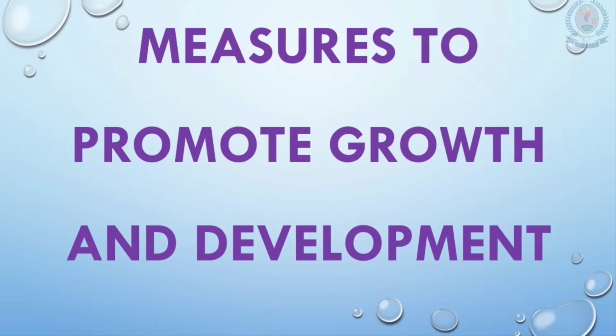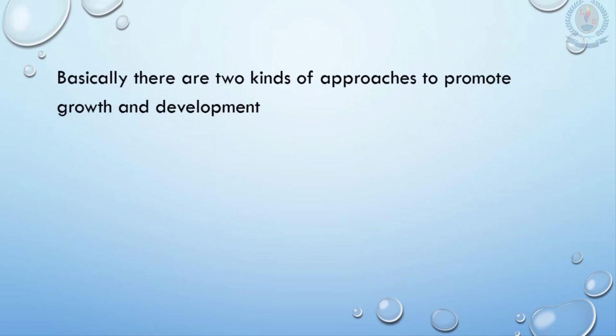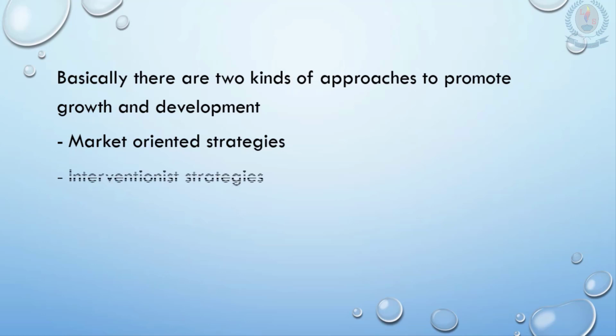Measures to promote growth and development. Basically, there are two kinds of approaches to promote the growth and development. One is market-oriented strategies. This is where it depends on the free market forces of demand and supply to deliver economic development. The other is interventionist strategies. This is where the government plays the main role, regulating and manipulating the market or bypassing market through direct provision of goods and services.